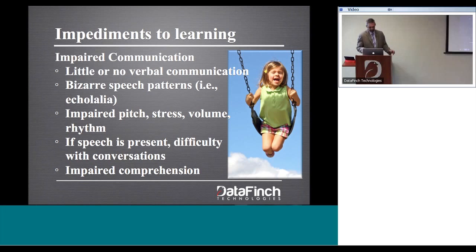Also, the second bullet here relates to bizarre speech patterns. So many people with autism exhibit vocal or verbal behavior that is, well, for lack of a better term, bizarre. And the example that I've listed here is echolalia, which is basically repeating things back. In some cases, this may be immediate. So, for example, if I said, "What is this?" instead of answering, "It's a remote," you might say, "What is this?" And that would, of course, be echolalia.